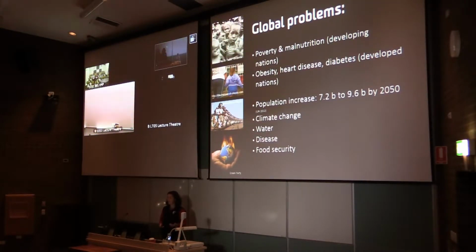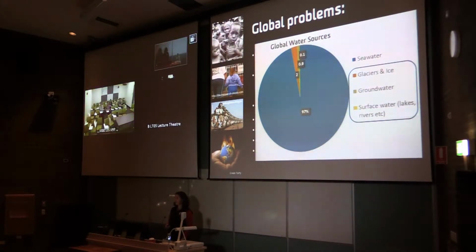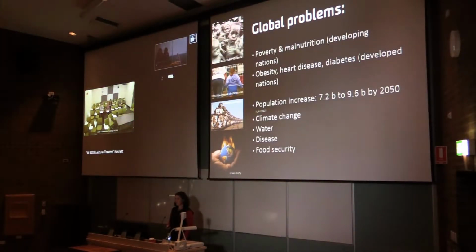Our water resources are highly limited. Although we're a wet planet, only 3% of our global water sources are fresh water. And these are in high demand, and particularly high demand with an increasing population. Disease is on the increase and potentially an increasing problem under climate change scenarios as well. And so along with this, we have increasing issues about food security.